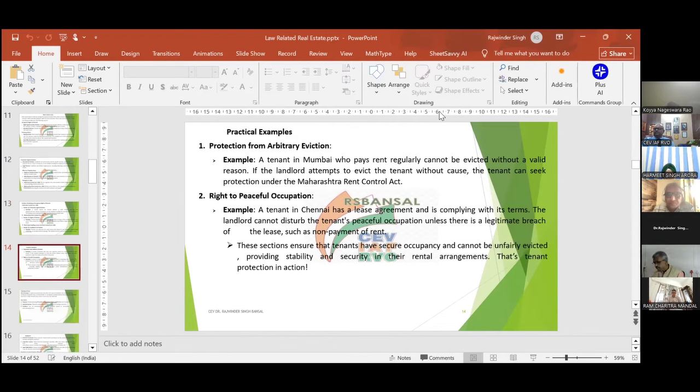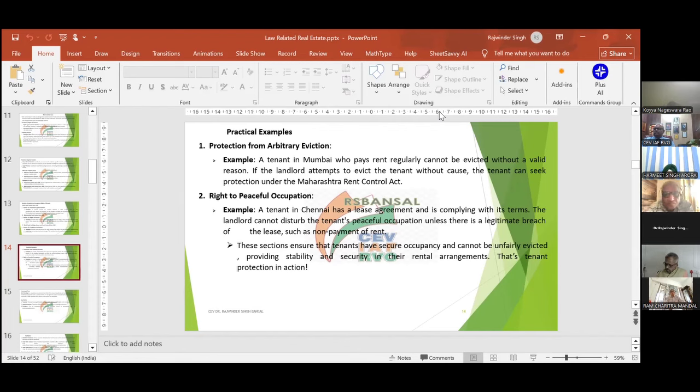So, for example, protection from arbitrary eviction. A tenant in Mumbai who pays rent regularly cannot be evicted without a valid reason. If the landlord attempts to evict the tenant without cause, the tenant can seek protection under the Maharashtra Rent Control Act. Similarly, right to peaceful occupation.